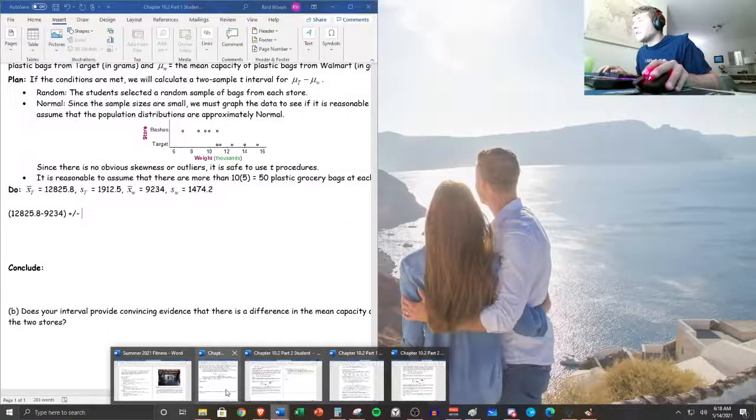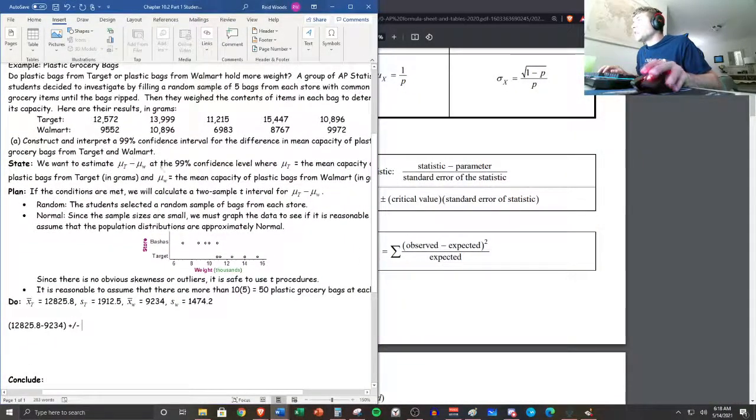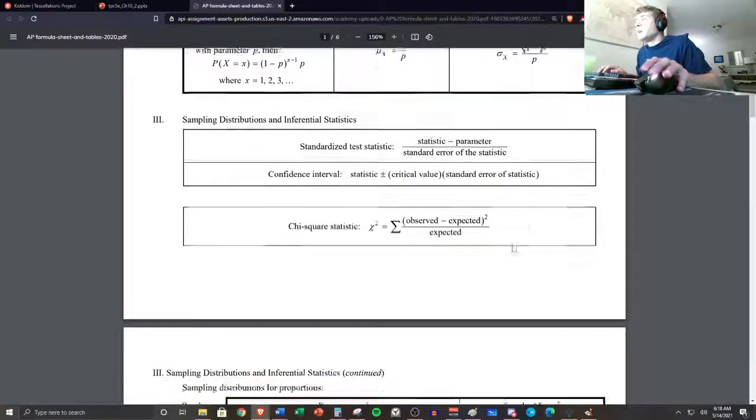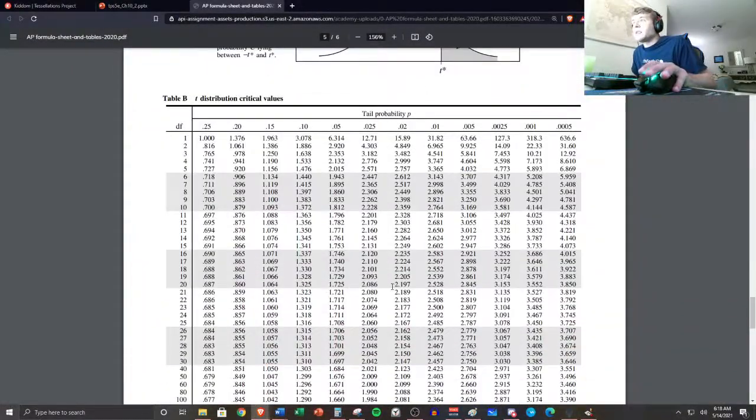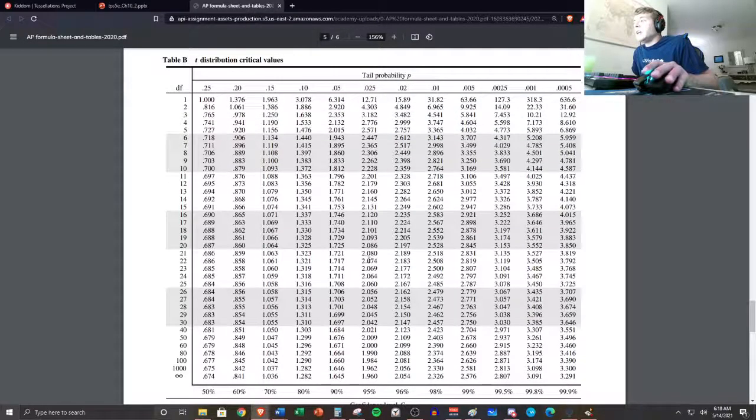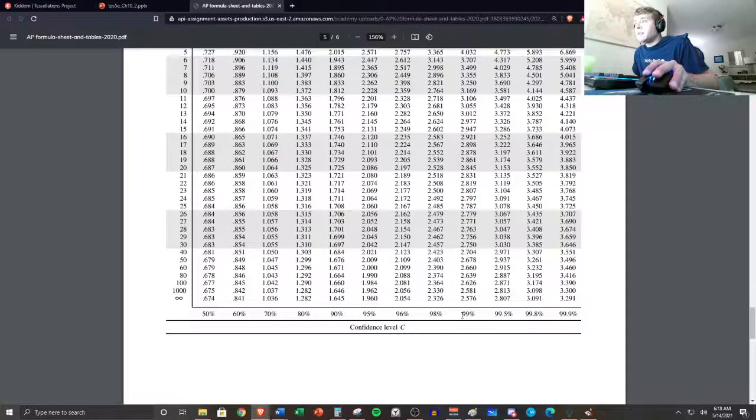Where's that? Right here. In the question, it says 99%. So to get that critical value, that's what we need. We go to our T table, because this is a T distribution. And at 99% confidence, we're here, okay?